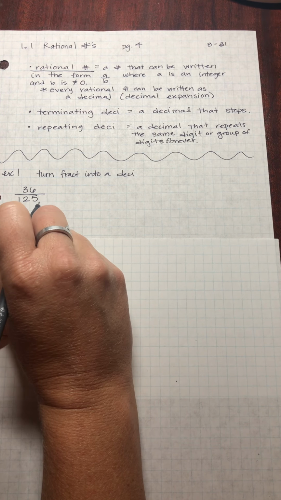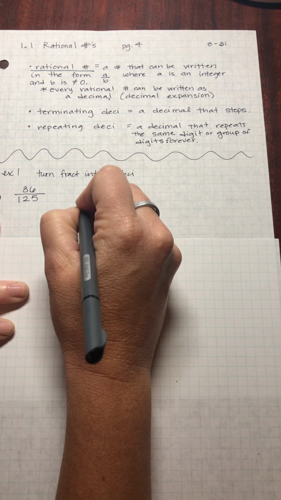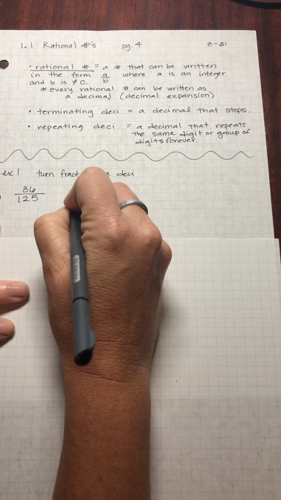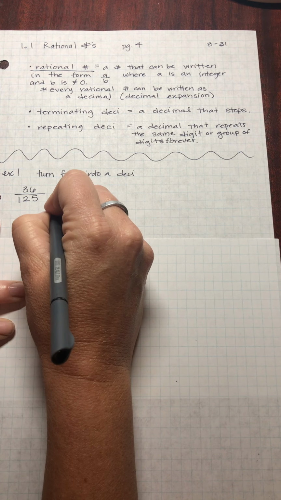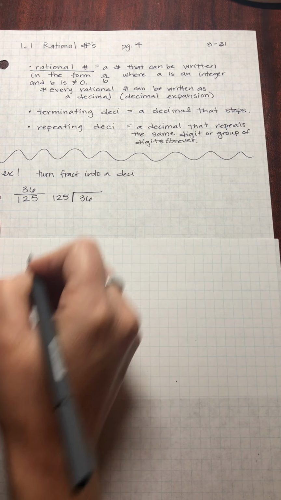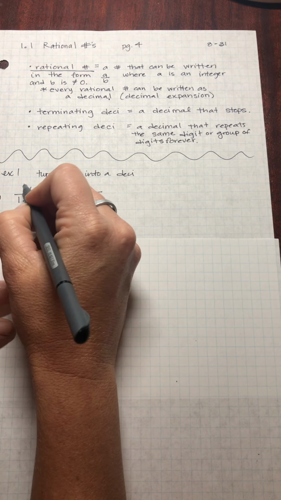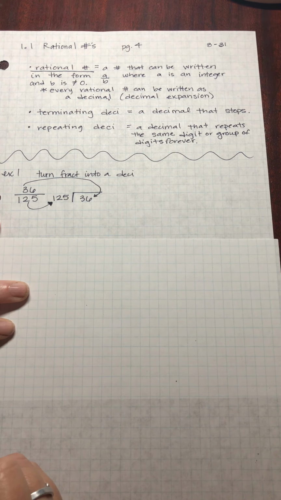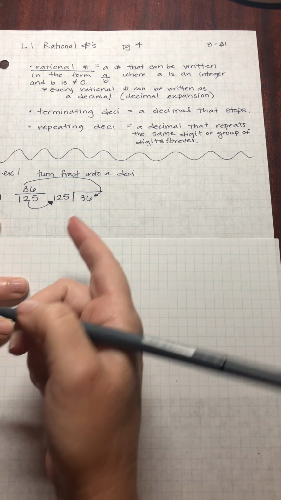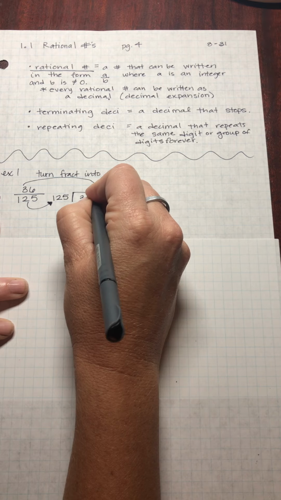So 36 and 125. I don't know this answer, but I know that the numerator goes inside, so 36 goes inside, and the denominator goes outside, okay? So the bottom number always goes outside, the top number will always go inside, okay? And then because 125 is bigger than 36, that means the first thing I do is add a decimal.